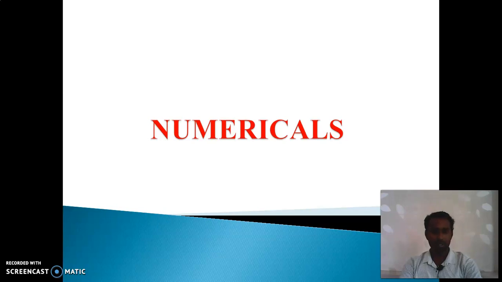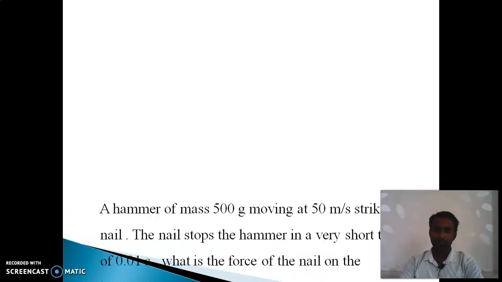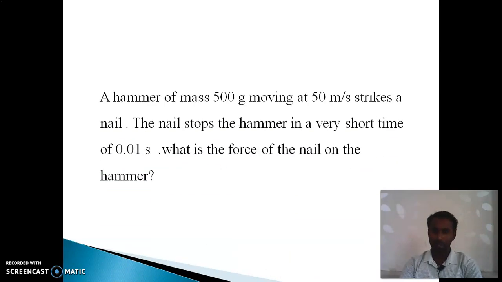Whenever I say do this problem, at that time you have to do it. So the first one, problem number 1: a hammer of mass 500 gram moving at 50 meter per second strikes a nail. The nail stops the hammer in a very short time of 0.01 second. What is the force of the nail on the hammer?